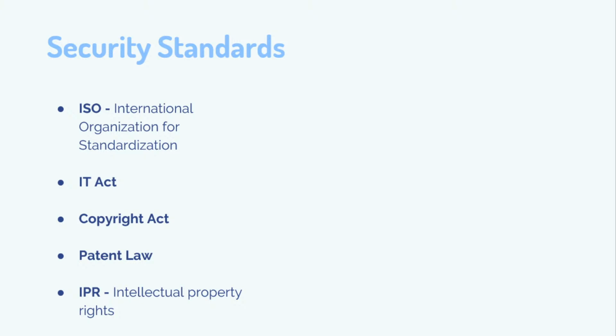For example, if you are doing any organization-based work, we need to get a certificate, an ISO certificate. ISO is the International Organization for Standardization. Then the IT Act. Like this we have some other security standards, like the IT Act and the Copyright Act.